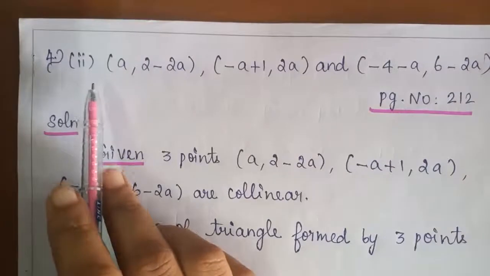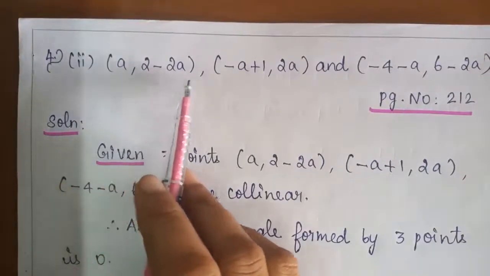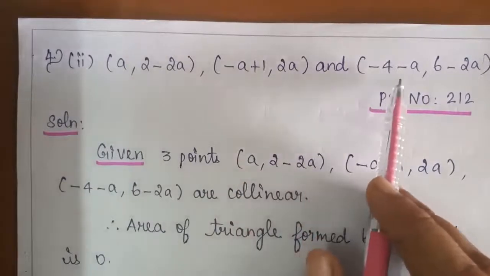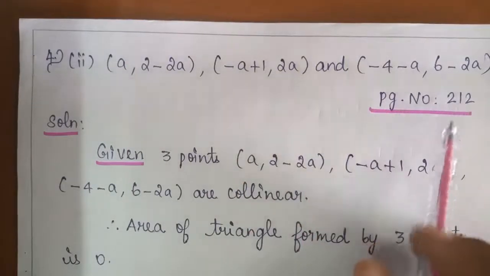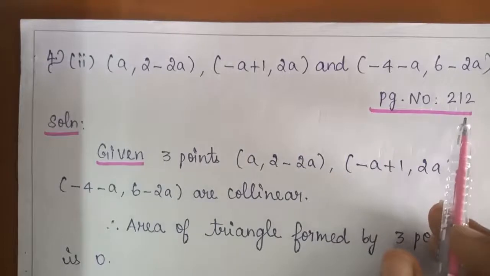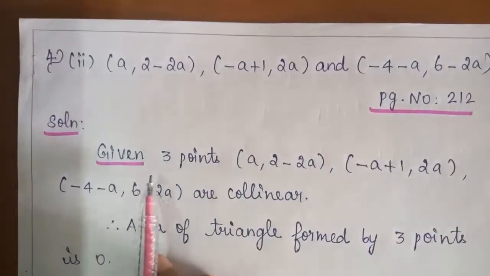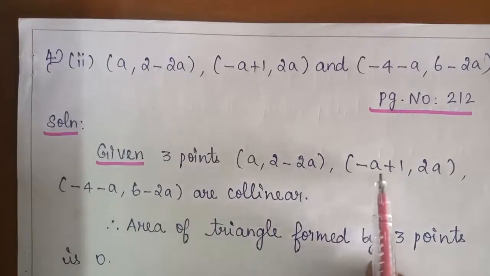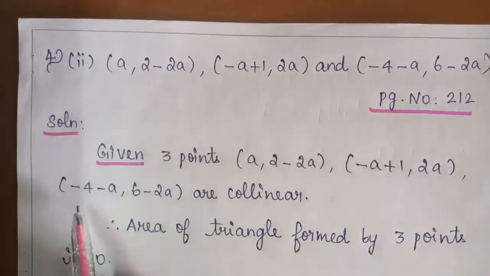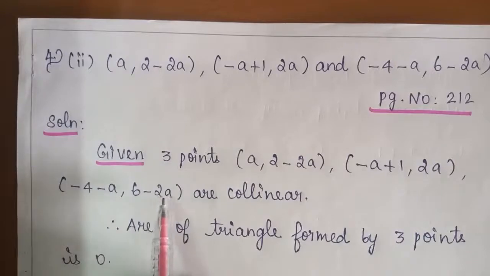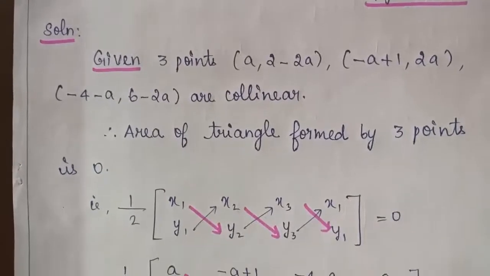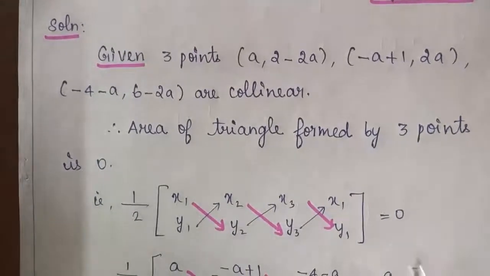Fourth one, second subdivision: (a, 2 minus 2a), (minus a plus 1, 2a) and (minus 4 minus a, 6 minus 2a), which is on page number 212. So solution: given that the 3 points (a, 2 minus 2a), (minus a plus 1, 2a), (minus 4 minus a, 6 minus 2a) are collinear, the area of a triangle formed by 3 points is 0. That is, the area of a triangle is equal to 0.